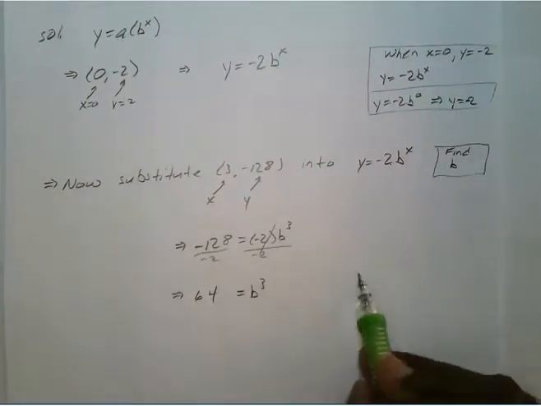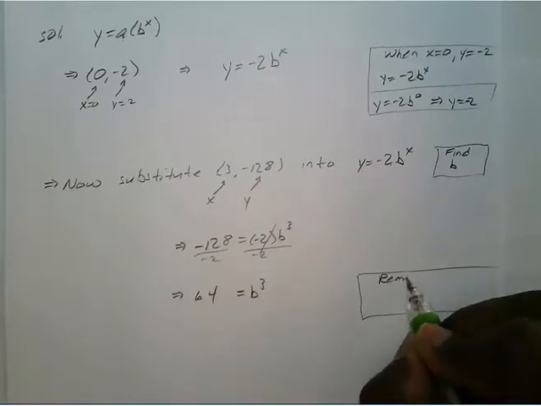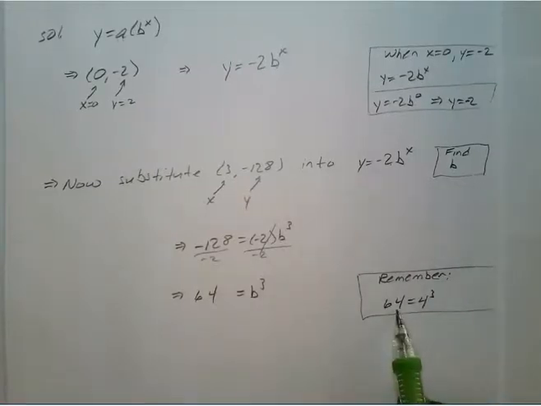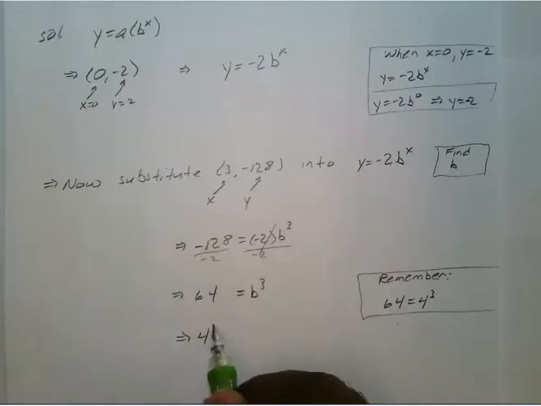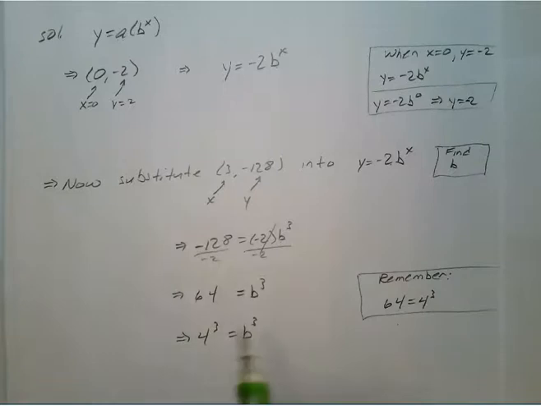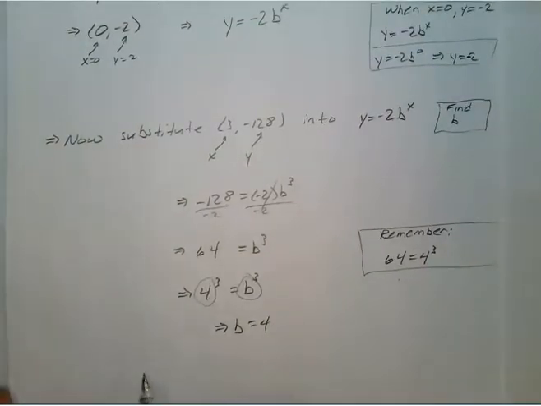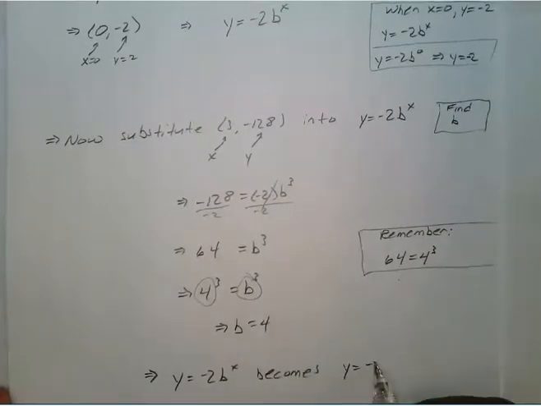Now for this one, you want to remember that 64 is equal to 4 to the third power, because 4 times 4 times 4 is 64. So you just rewrite this 64 as 4 to the third power equals b to the third power. The only way this can be true is if b is equal to 4. So we see here that b is equal to 4, and we can rewrite y equals negative 2b to the power of x as y equals negative 2 times 4 to the power of x.